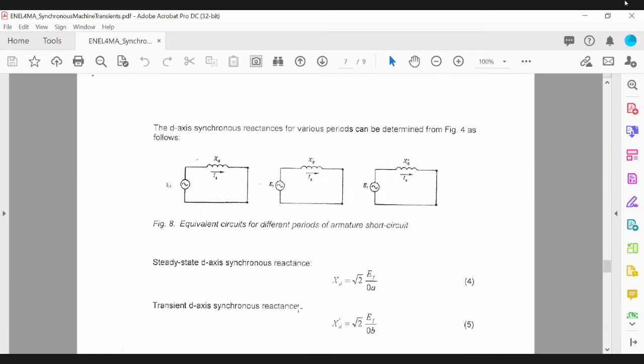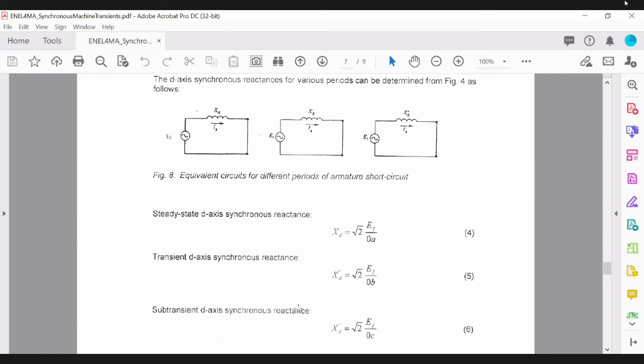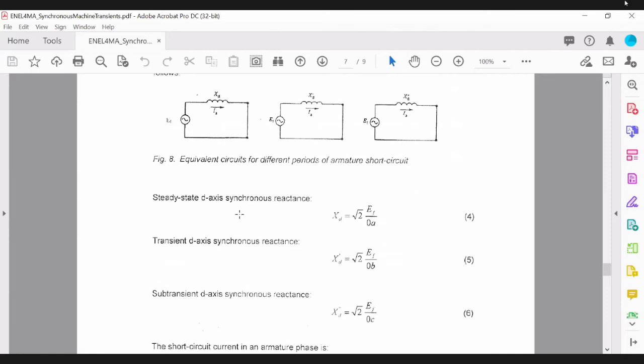So 3 different equivalent circuits for each of the time periods that your machine experiences the short circuit. And how do you determine these values of the d-axis reactances? They are given by equations 4, 5, and 6. As you can see, it relates to those points that we were pointing at on the curve.